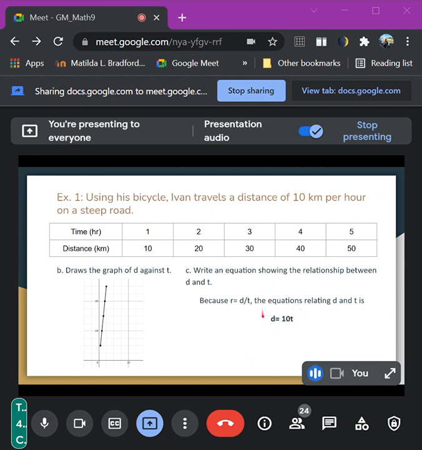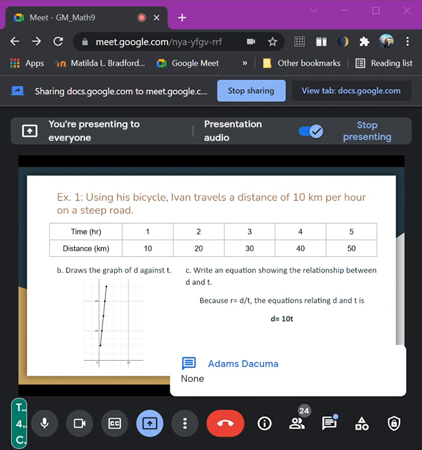Okay, questions about this equation in letter C? Questions kung giunsa siya pagkuha? Walay questions? Okay, wala.